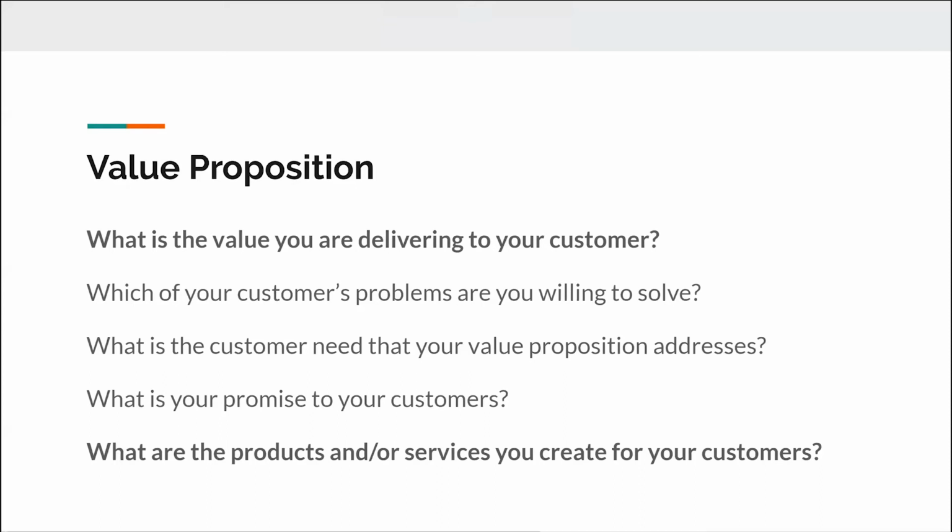So value proposition in more concrete terms is, when you go to a customer, what are you proposing to them? Are you saying, I am going to build you a dam? Are you saying, I can sell you this, I don't know, hairbrush? What are you bringing to the table? That's your value proposition.